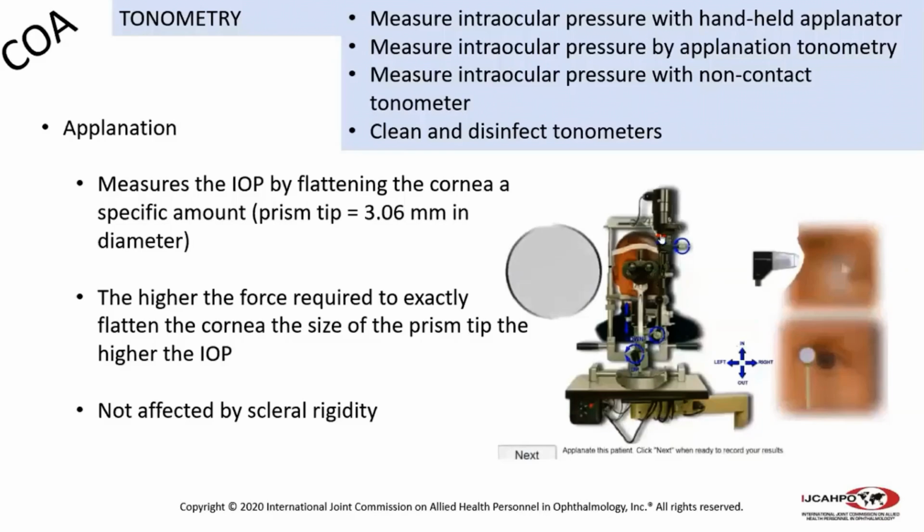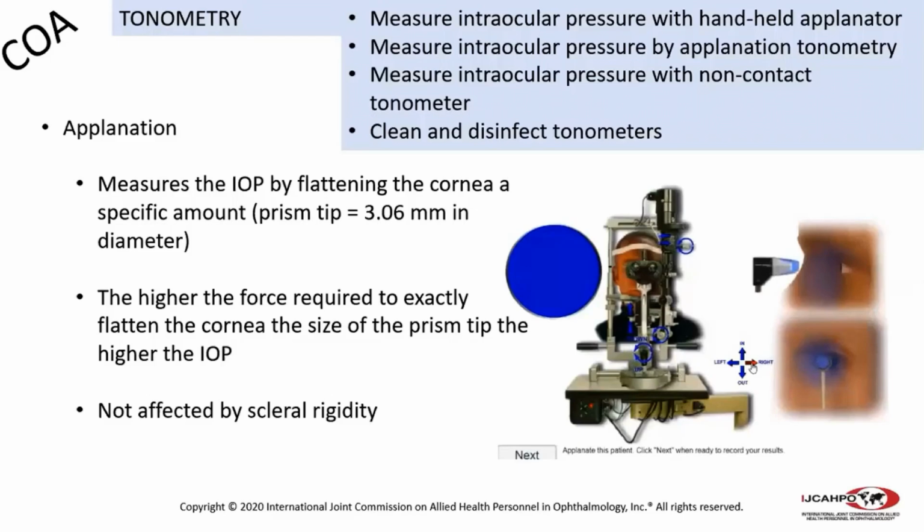Next method for tonometry is applanation. Applanation tonometer, specifically the Goldmann tonometer, measures the IOP by flattening the cornea a specific amount with a prism tip. The end of the prism tip is 3.06 millimeters in diameter, the amount of the cornea that's being flattened or applanated. The higher the force required to exactly flatten the cornea, the size of the prism tip, the higher the IOP. Applanation tonometry is not affected by scleral rigidity.